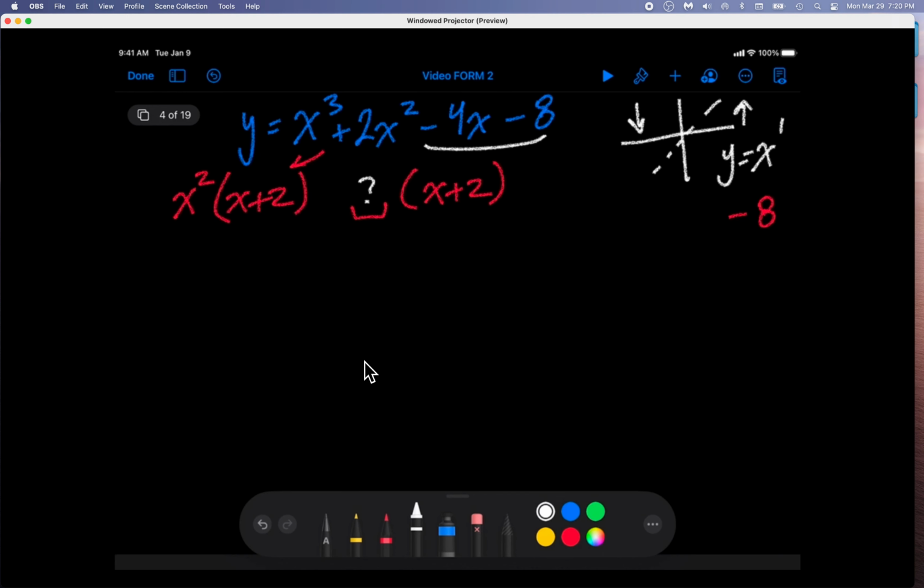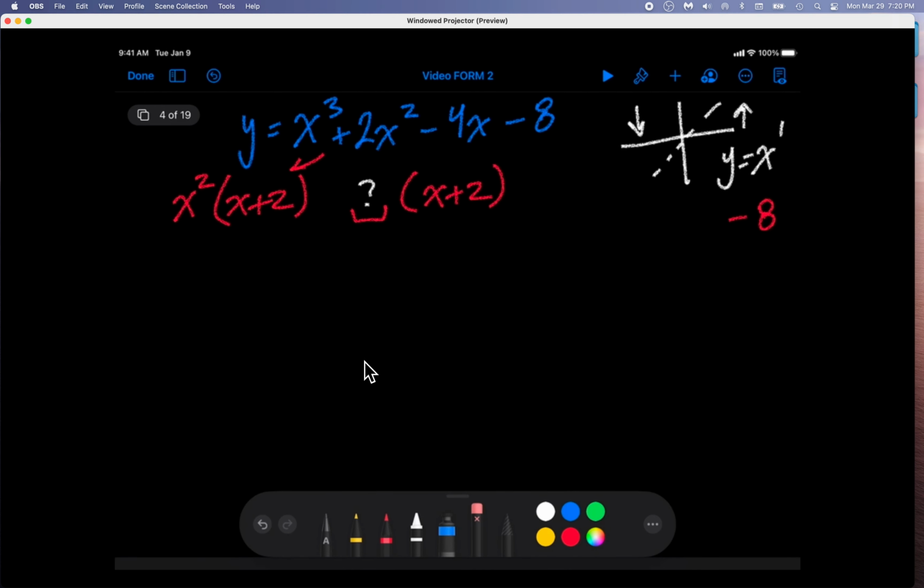-4 times this will give us -4x. And -4 times the +2 will give us -8. All of these problems work this way. Once you get this factor, you look for it over here. In fact, you insert it there, and then you figure out what that question mark is. So I'm going to put a -4 in there. Now we're going to pull this x plus 2 out as the GCF.